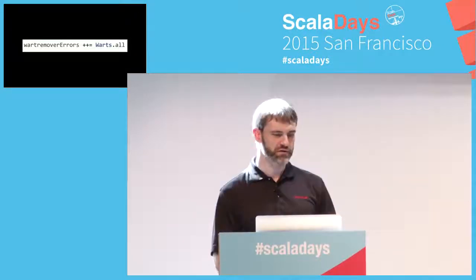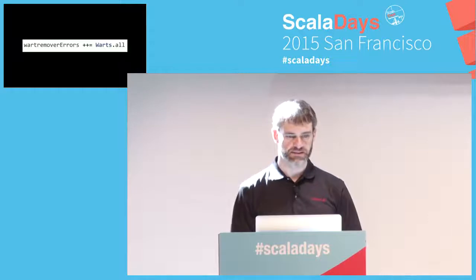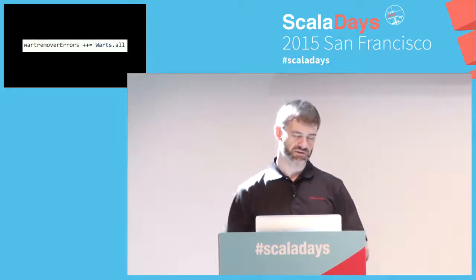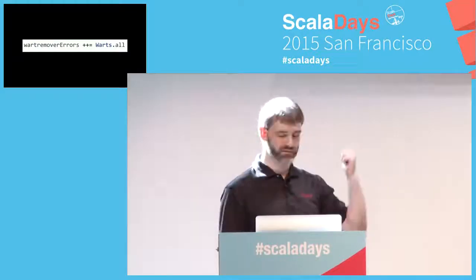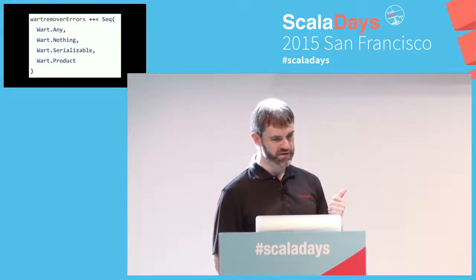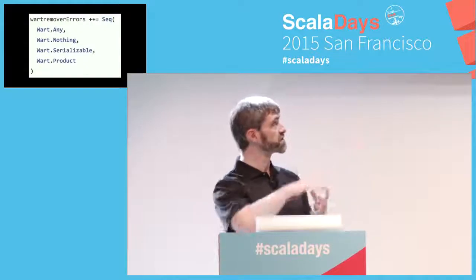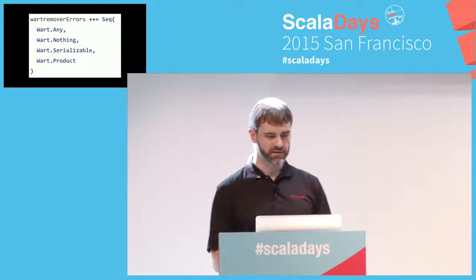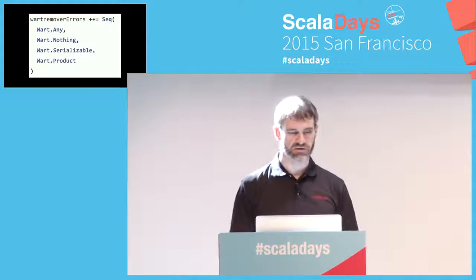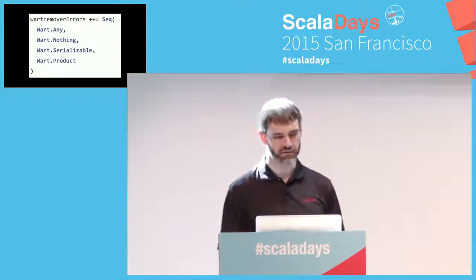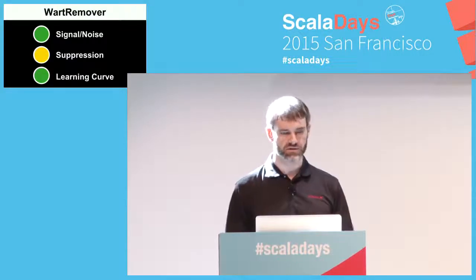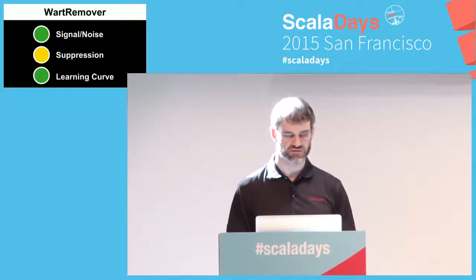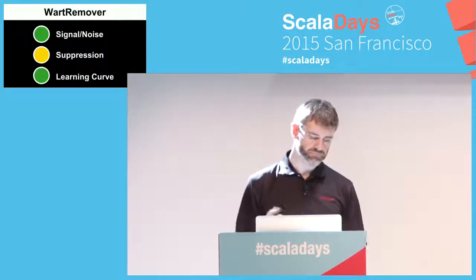By default, Wart Remover turns off all of its warts. Essentially, you can include Wart Remover and it will do nothing. If you want to turn it on, you can do this. I would rather do something more like this, where you're just turning on a small subset. I have an example I'll talk about later that shows you the things that I'd particularly include. So in general, I like Wart Remover a lot. I feel like it gives a lot of value for the false positives that it generates if you choose the correct set of things.